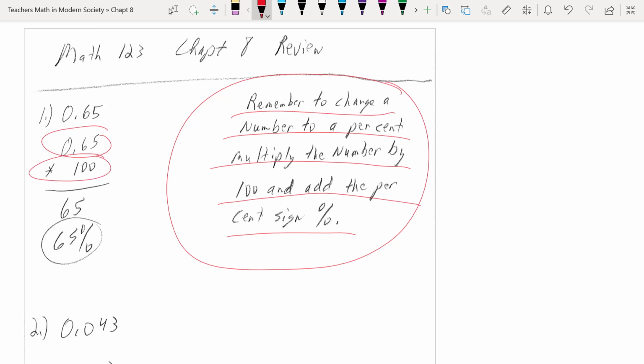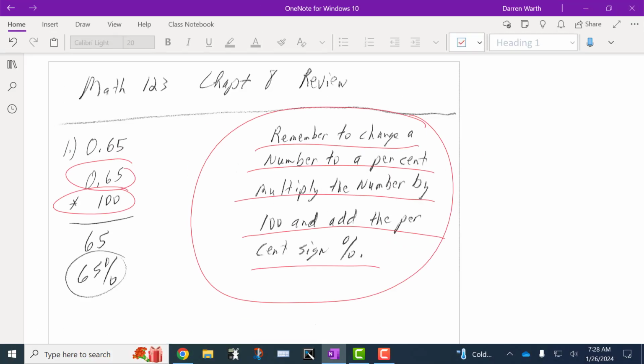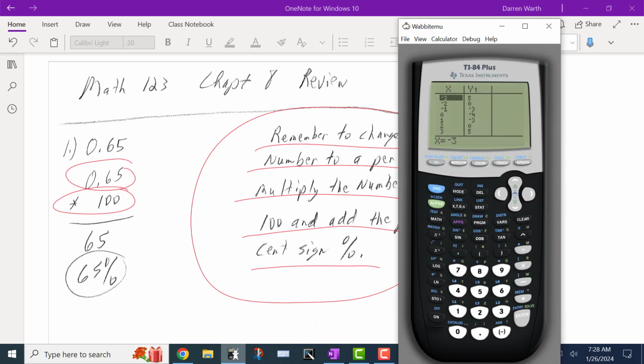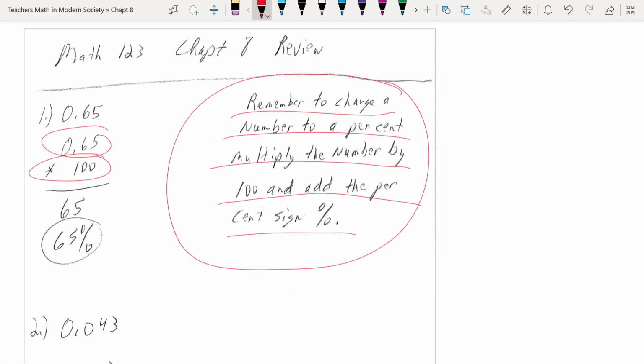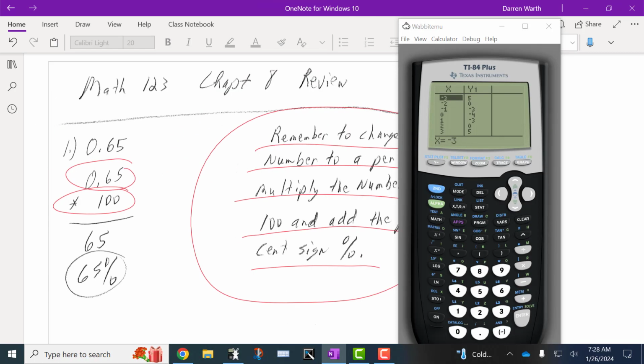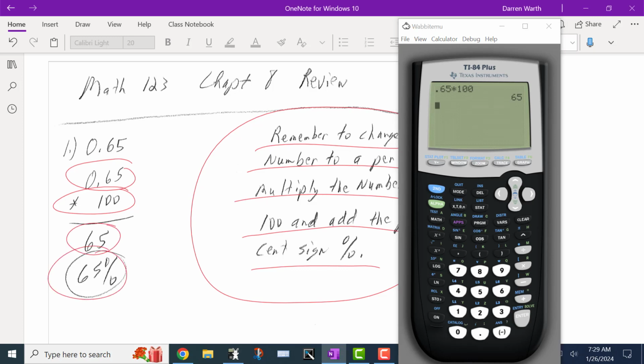And if you want to, you can do that on your calculator. Let me bring my calculator up right here. We're going to take 0.65 times 100, and you notice that equals 65. And then we just add the percent sign. So that answer is going to be 65%.